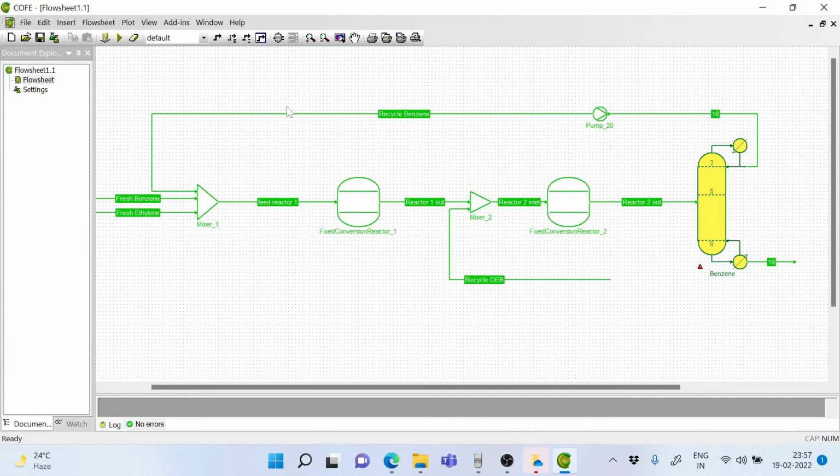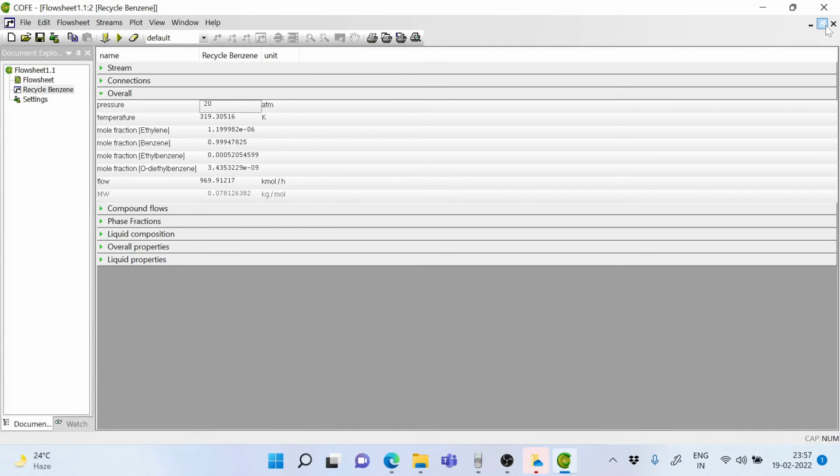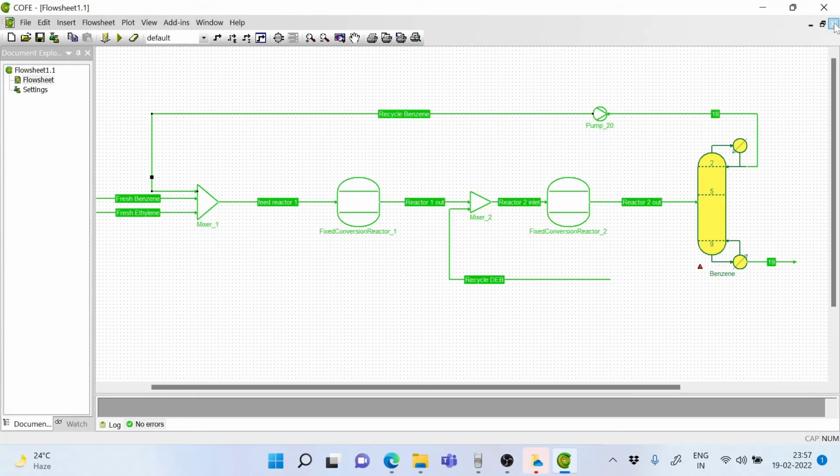So this is my best result that I have got. And this, of course, meets the results of the article also. So that was all about how we configure the recycle stream. And I hope you have learned how to converge recycle streams by tinkering with the settings in the simulation.